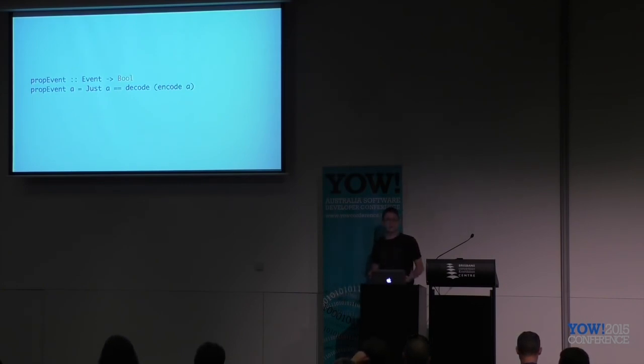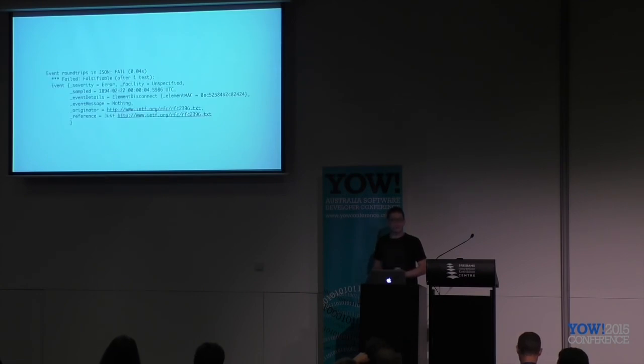So all we have to do to write this test is write a function that takes events, because we don't care what the specific event is. This property should hold true for all events. And then it returns a Boolean, true if the test passes and false if it doesn't. And the first time I ran this, it turned out that this property failed. And the error ends up being here.